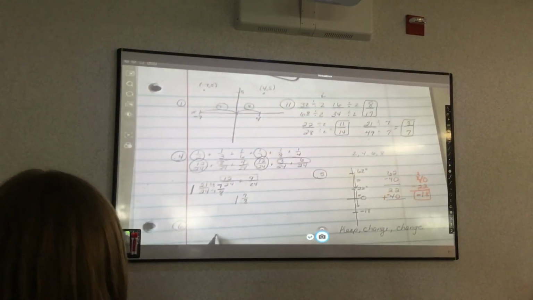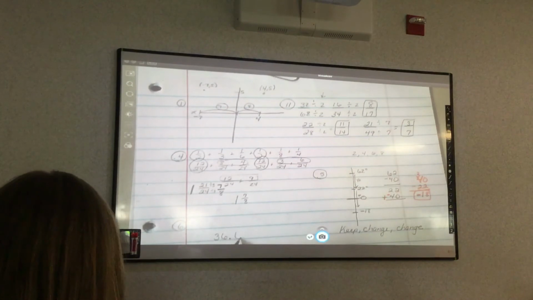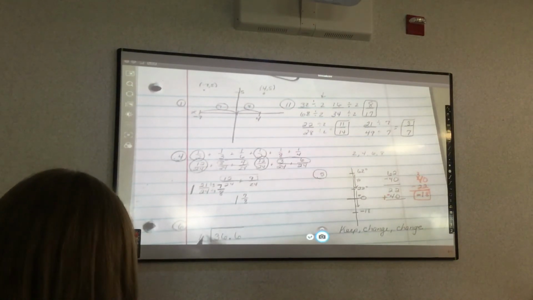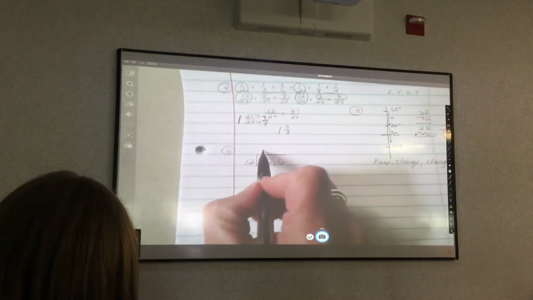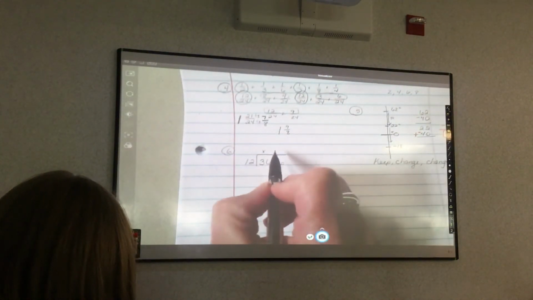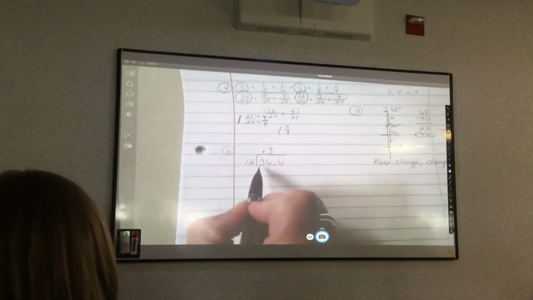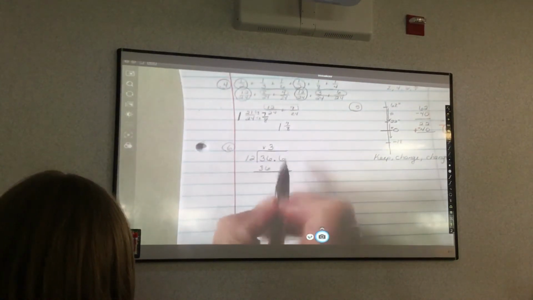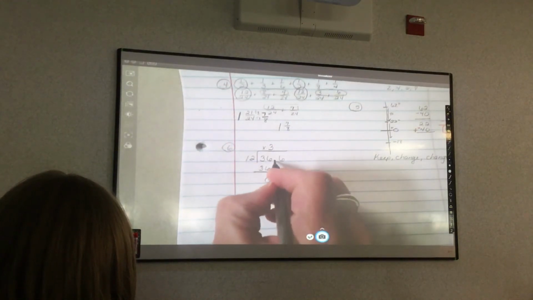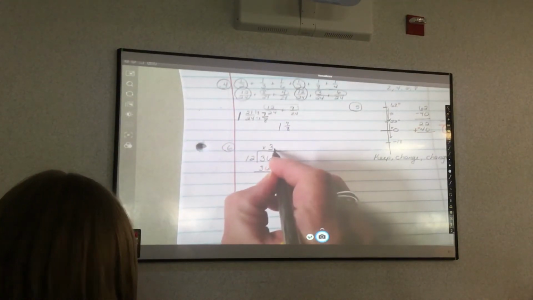Number 6. 36 and 6/10 divided by 12. 12 does not go into 3, but it goes into 36 3 times, because you should know that 3 times 12 is 36. Here's your decimal, don't cross it, bring it up.